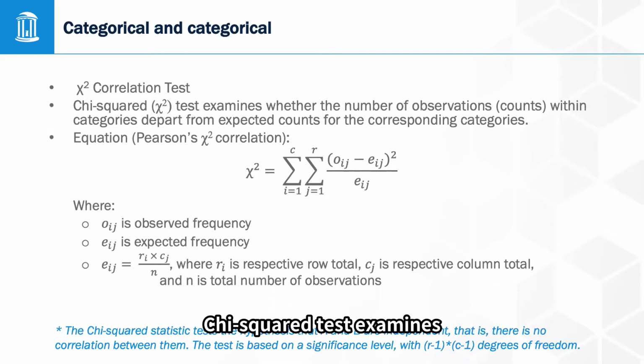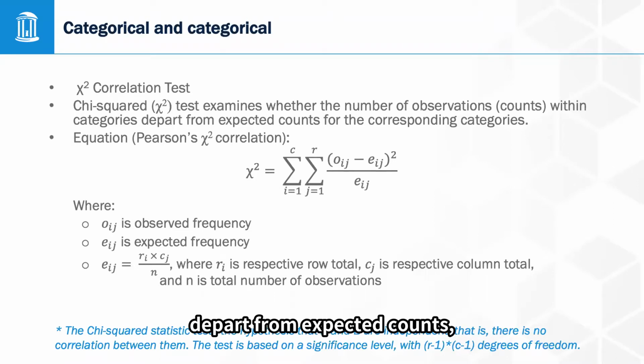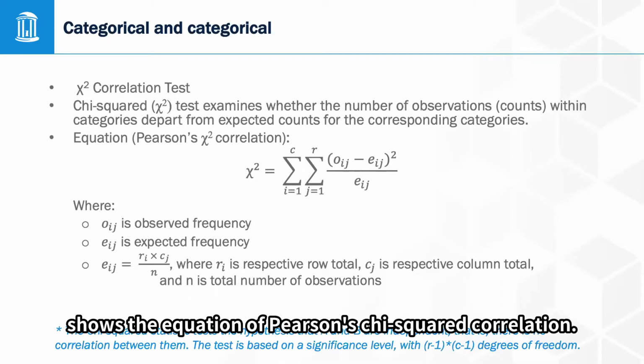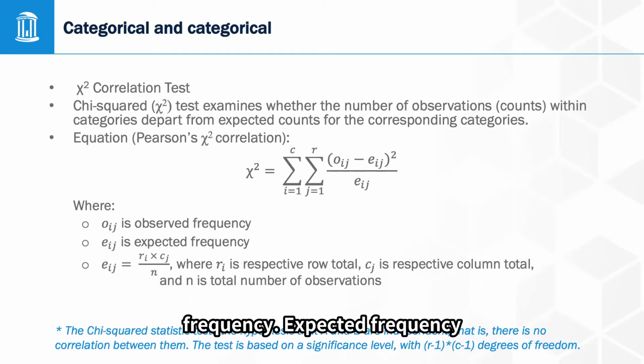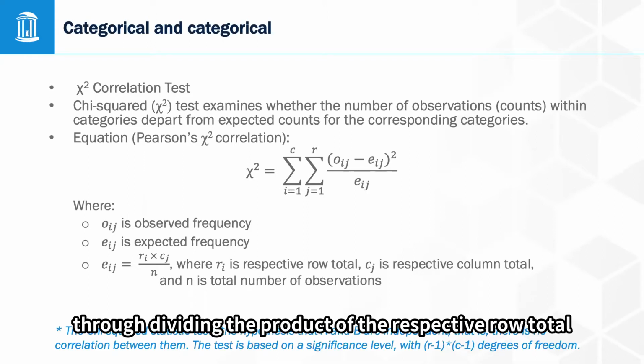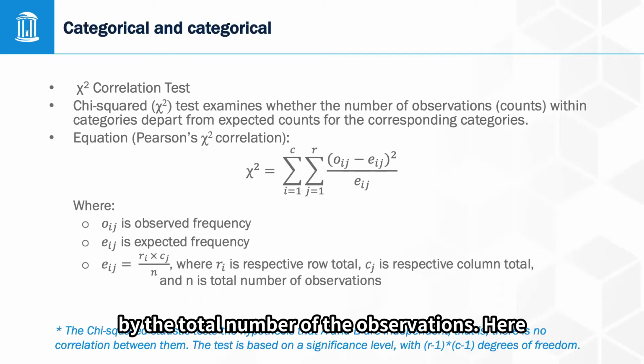Chi-square test examines whether the number of observations, or we say observed counts, within categories depart from expected counts for the corresponding categories. Here shows the equation of Pearson's chi-square correlation. Oij is the observed frequency, while Eij is the expected frequency. The expected frequency can be calculated through dividing the product of the respective row total and the respective column total by the total number of the observations.